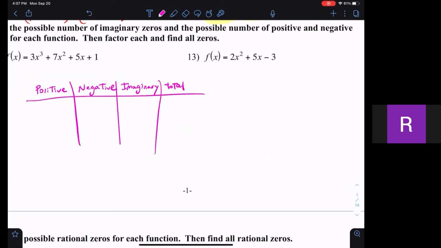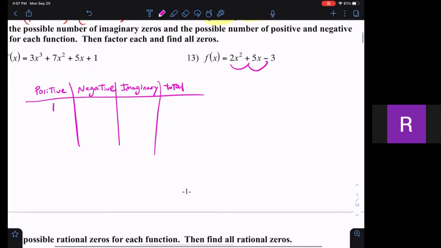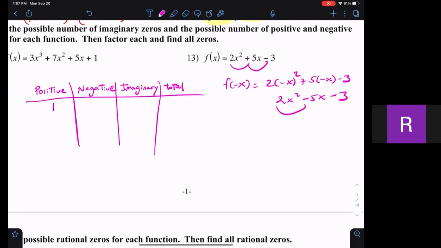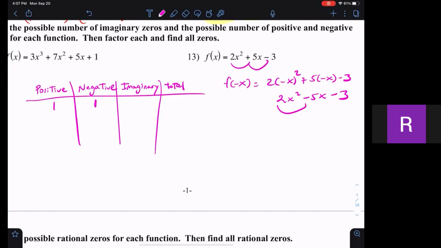Okay, so what's the thing? I need positive, negative, and imaginary. So let's start with the positive. There's only one sign change. For the negative, let's see: 2 negative x squared plus 5 negative x minus 3. So 2x squared minus 5x minus 3, one sign change, right? So that means imaginary should be 0, because the total is 2.